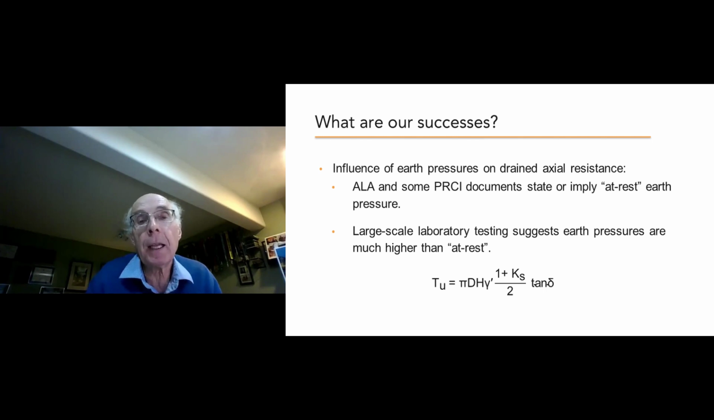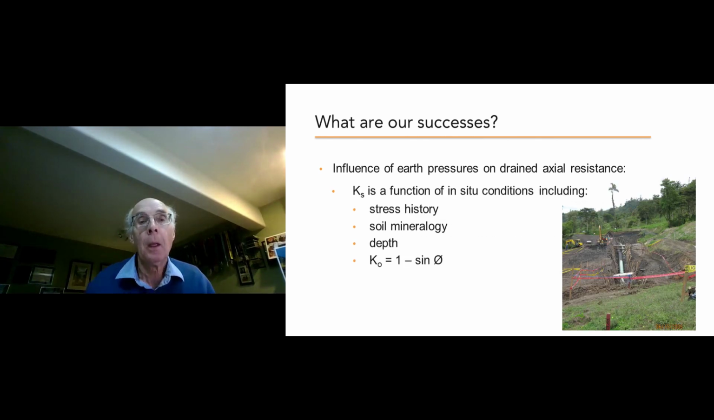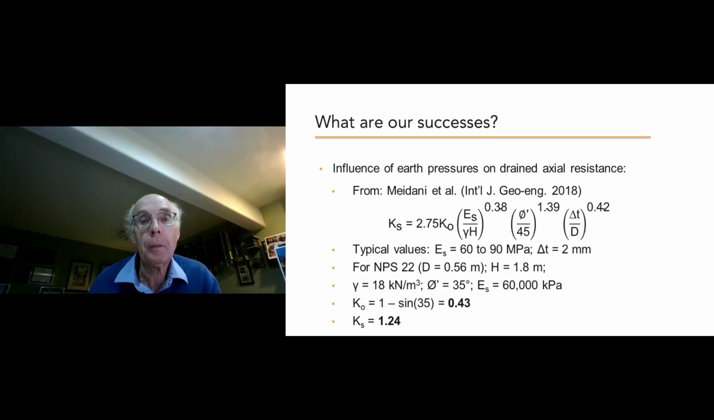So as I say, in ALA and some PRCI documents, they suggest that the Ks value should be calculated using the at-rest pressures. However, the Ks value is a function of in situ conditions, including the stress history of the soil, mineralogy, depth, and so that may change. And K naught, the at-rest earth pressure coefficient, is traditionally calculated as 1 minus sine phi, where phi is the friction angle of the soil. However, we know, as I say, from lab testing that that value of Ks is much higher than K naught.